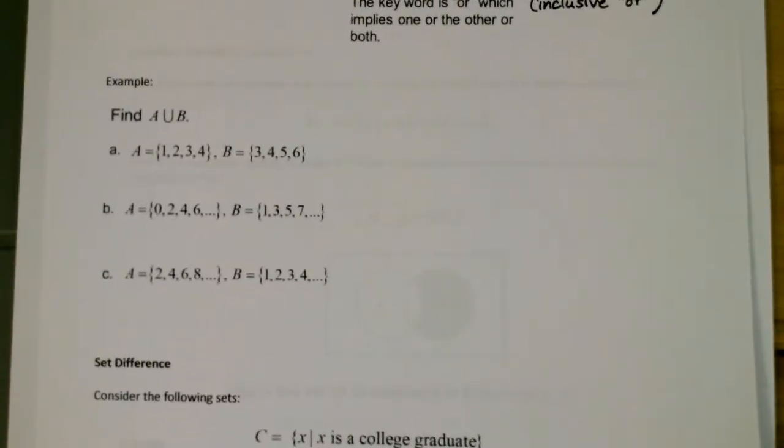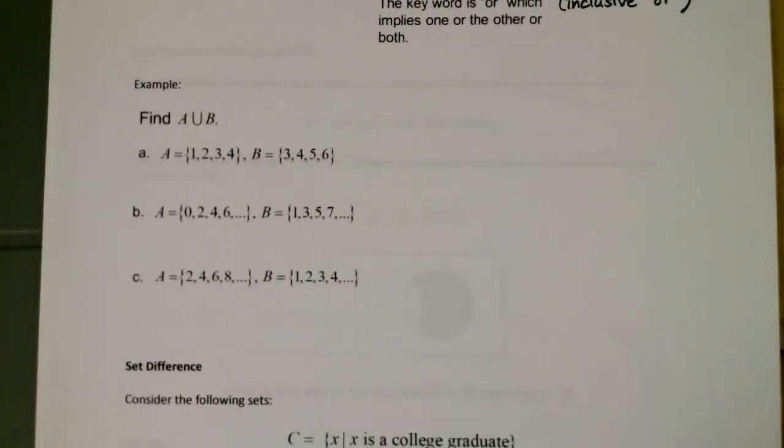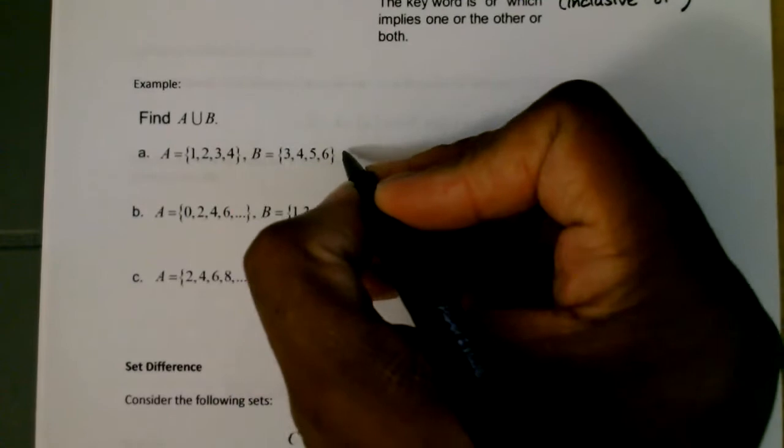So now let's look at a few examples of this. Here I want to find the union of A and B. That means I'm going to join the two together. That's what union means, by the way. Let's say in part A, set A has the elements 1, 2, 3, 4. Set B has the elements 3, 4, 5, 6. And I want to find the union of the two. So that means I'll list all the elements that are in A or in B or in both A and B. And I list each element only once.